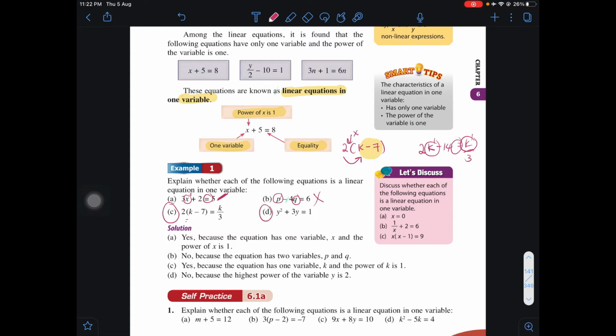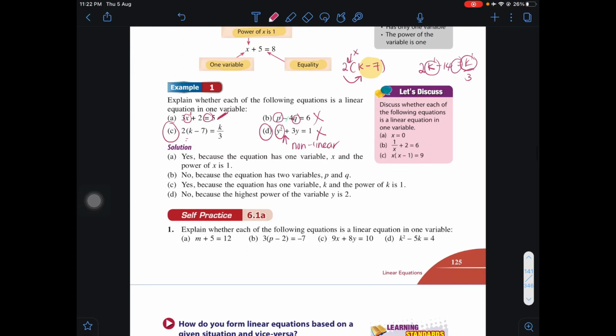Okay, D, y squared. Oh no, this one is no, because the unknown must be in the power of 1, but this one y is in the power of 2, so cannot. So it's non-linear because it's in the power of 2. Okay, so you can try to do 6.1a.